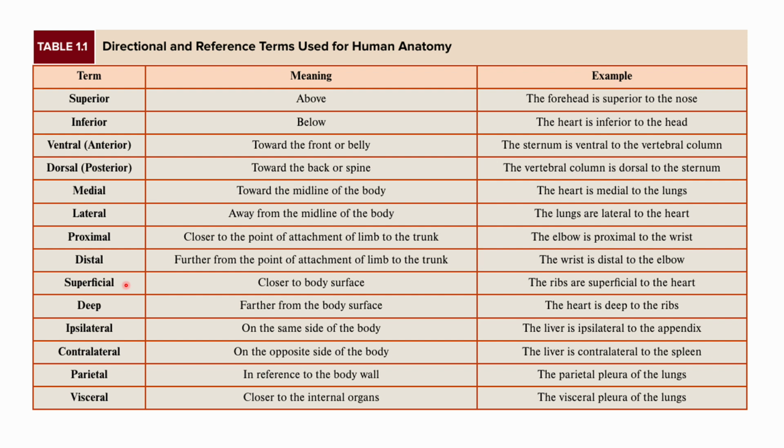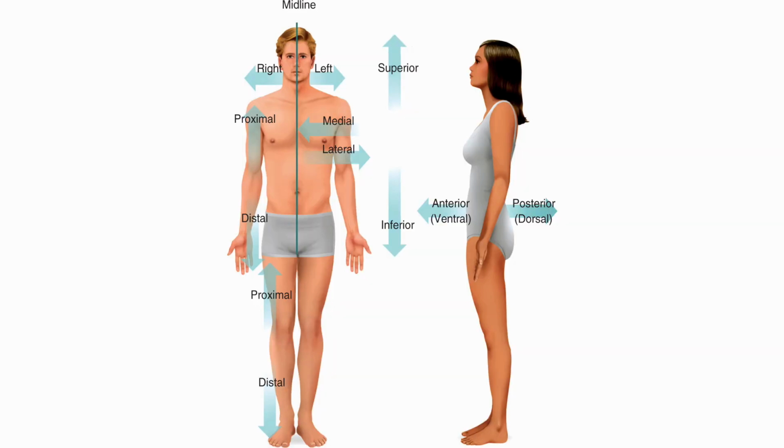Ipsilateral means on the same side of the body. Contralateral means on the opposite side. Parietal is a term in reference to the body wall, and visceral is something that is closer to the internal organs. Let's go through these terms in a little more detail.